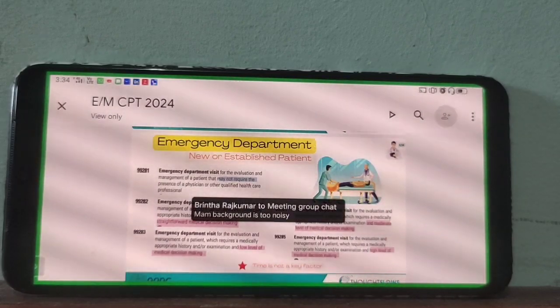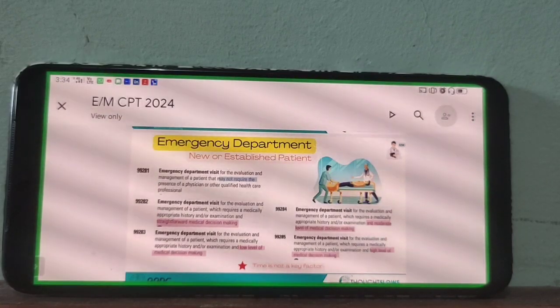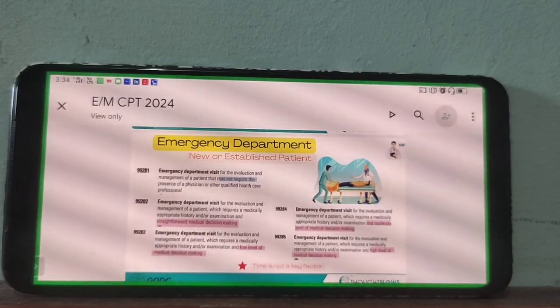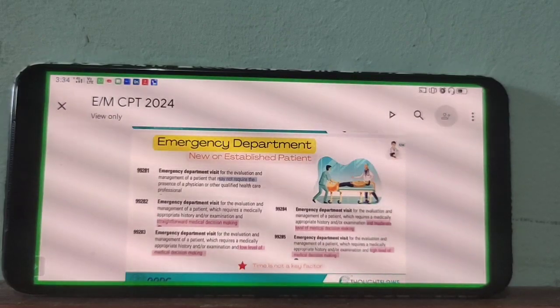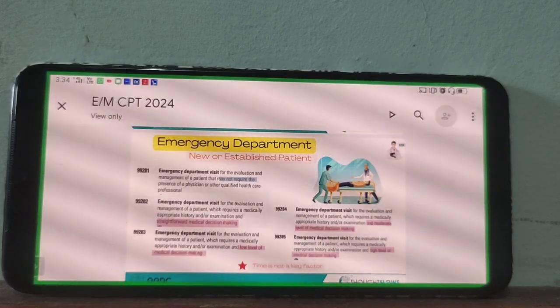We already discussed one nurse code. What is that? 99211. Super. That service is provided by a nurse in which facility? In outpatient, OP. Yes, correct. So 99211 is for OP, service provided by a nurse in OP.